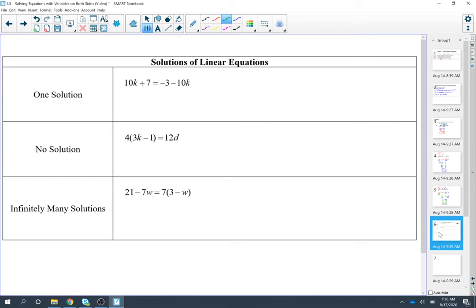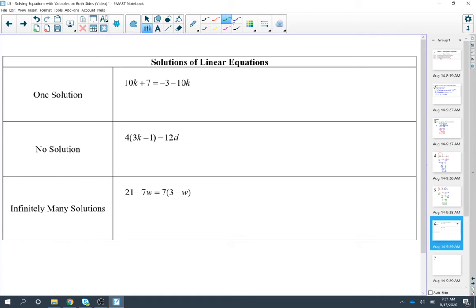Okay, everybody, now that we're getting really good at solving linear equations, we're going to take a look at solutions of special linear equations, okay? So if you're looking at this table, it's telling you we can have one solution. That's what we've been doing: x equals 4, n equals 5. Great. But what about no solution and what about infinitely many solutions? We haven't really looked at that yet, so we need to figure out what's going on.